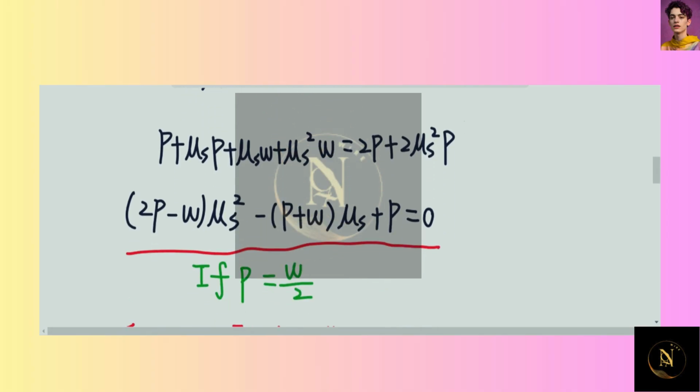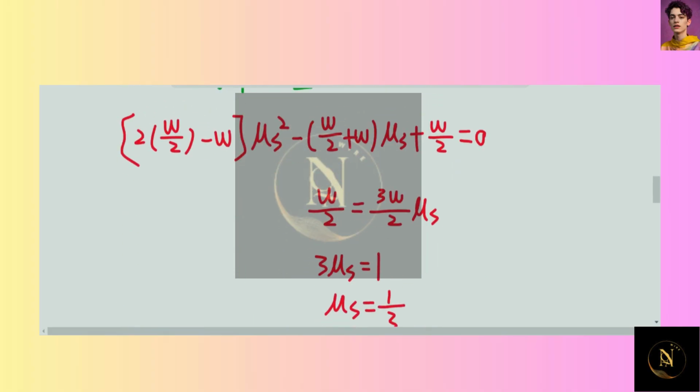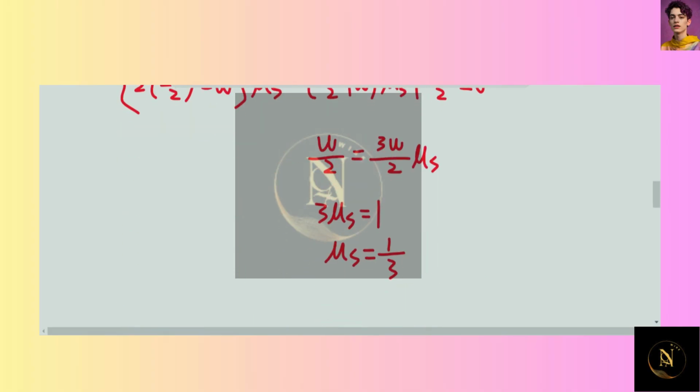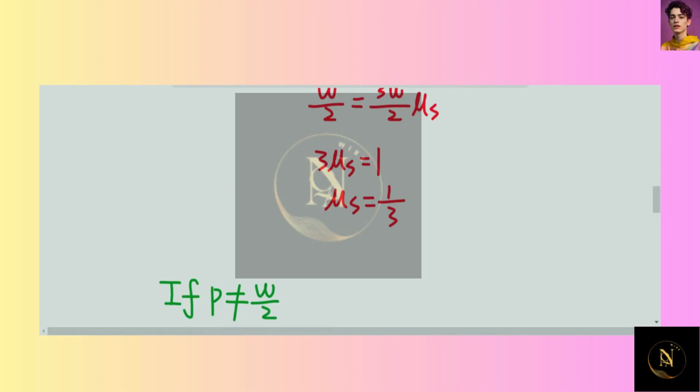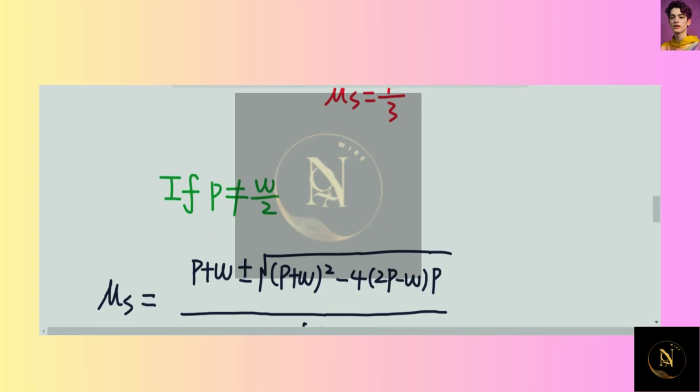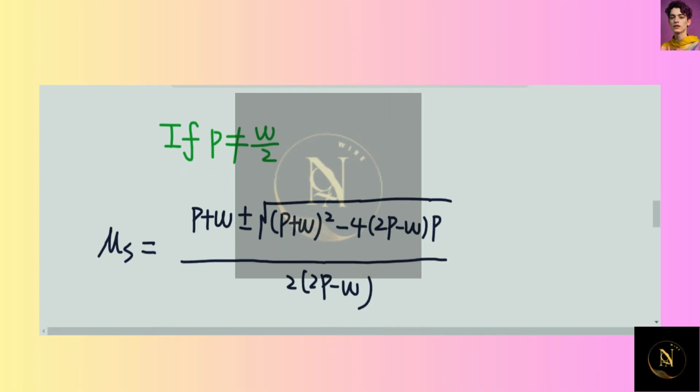So now let's assume that P is equal to W over 2. So now we can substitute W over 2 for P. Eventually we'll have the coefficient of static friction is equal to 1/3. For the other case, when P is not equal to W over 2, we'll have mu s is equal to such an equation here.